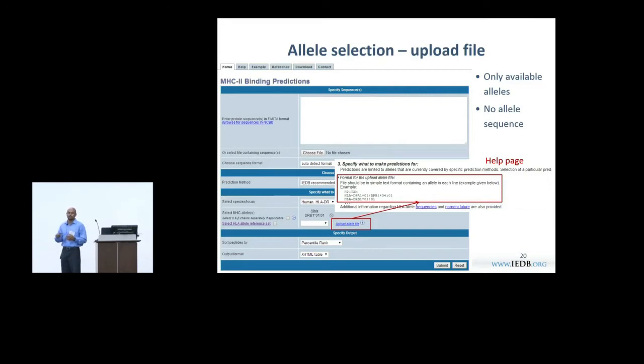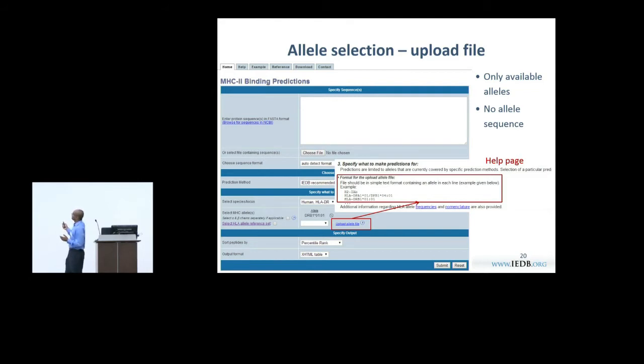The last option is uploading alleles. If you are repeating analysis using the same set of alleles, you don't have to keep clicking. You can just upload the alleles as a text file. You just enter all the alleles that you want, and you can upload that. But please remember a few things. First, you can do the prediction only for the available alleles here. You cannot just upload any random allele. You can do the prediction only if we have the algorithm for that particular allele. So if you are uploading the file, remember to check that the algorithm is available.